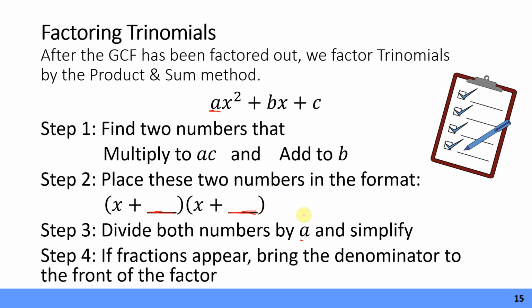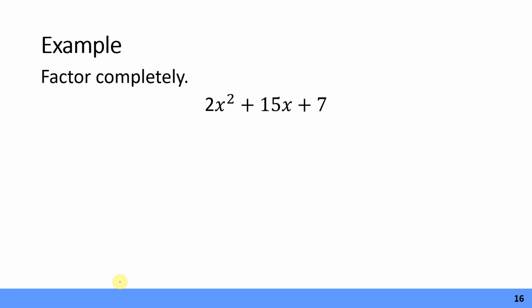And then step 4, if for some reason you end up with a fraction, which is going to happen sometimes, don't freak out. If you end up with a fraction, all you have to do is bring the denominator to the front. Right now, I don't expect these steps to make sense. Just make sure you have them jotted down in your notes, and then let's see if we can figure out a problem right now.